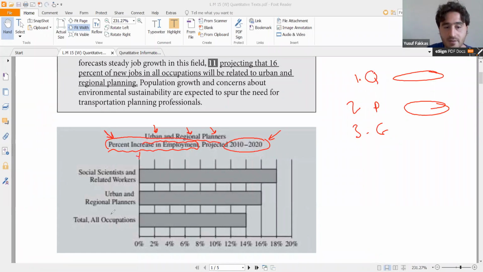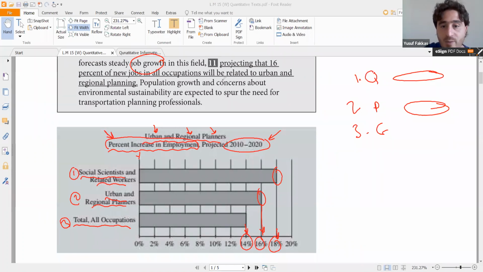Okay, now what do we have in Y? We have different areas. First, we have social scientists and related workers. Second, we have urban and regional planners. Third, we have the total for all occupations. Now we look at the data. For social scientists and related workers, the percentage is 18. For urban and regional planners, it's 16. For total, all occupations, it's 14. Okay, so I know that we're talking about job growth. Now let's look at the numbers.